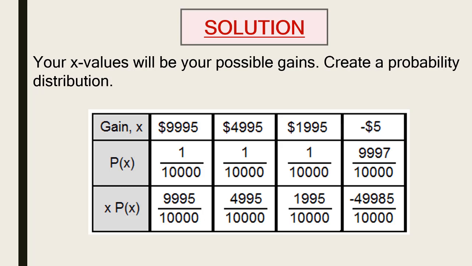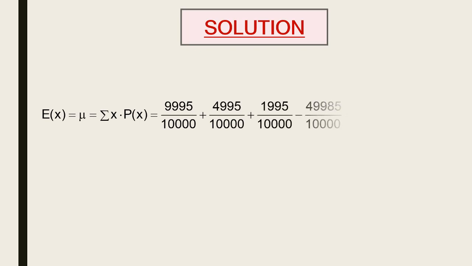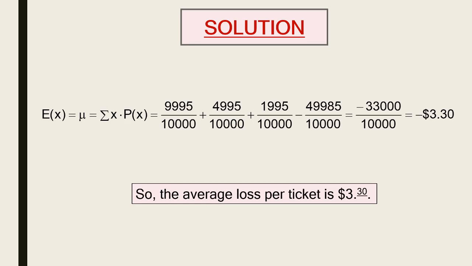We're multiplying that 5 to the numerator of the fraction, to the 99.97, and the bottom is staying the same. To find the mean now, the expected value, remember, is the mean. We're going to add up that last row. So we take the 99.95 plus the 49.95 plus the 19.95 minus the 49.985, and we get negative 33,000. Since these had a common denominator, it's all over 10,000. And if we divide that, we get negative 3.30. That is the expected value. So that means that the average loss per ticket is $3.30.